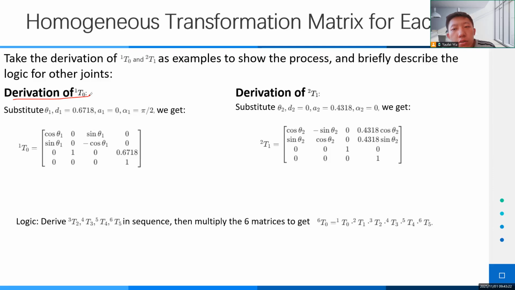Finally, we multiply all 6 matrices together. The result is 6T0, which is the key matrix for forward kinematics.